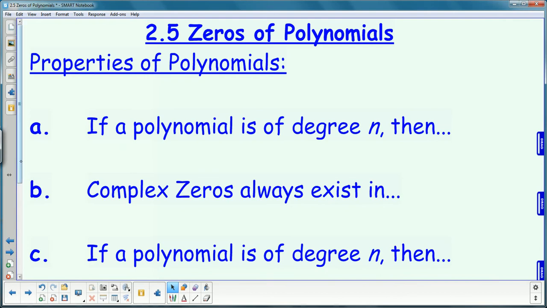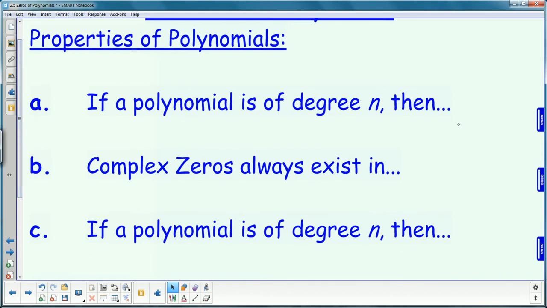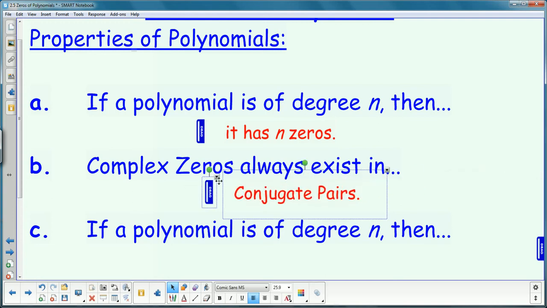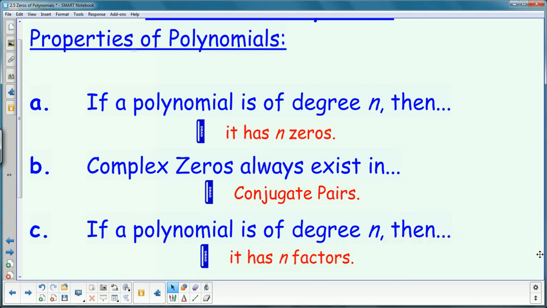Properties of polynomials then. If we have degree n, then we know there are going to be n zeros. And again, remember that could be complex or real. If one of them is complex, they always exist in conjugate pairs. So if there's one complex, there has to be a second complex, and it's the conjugate. And if we have degree n, that means there are going to be n factors, okay? One corresponding to each of the zeros, whether it's real or complex.